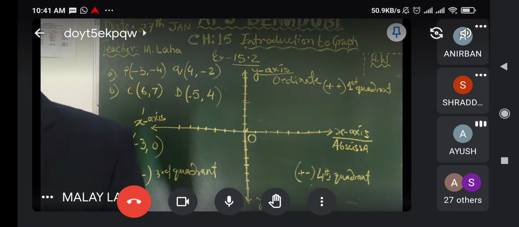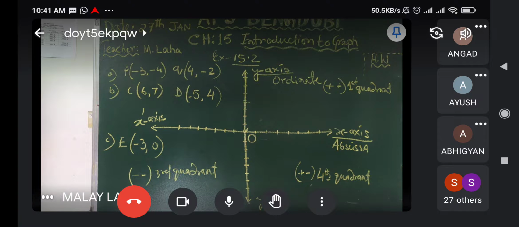Because, sir, there is minus and plus. Minus, plus. The minus, 0 is positive. 0 is positive. Then how can you say it is in the second quadrant? Tell me. All of you, I am asking all of you. Abhigyan, you are present. Yes, sir. Now tell me in which quadrant it falls.